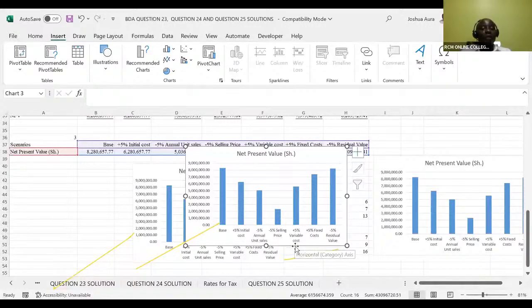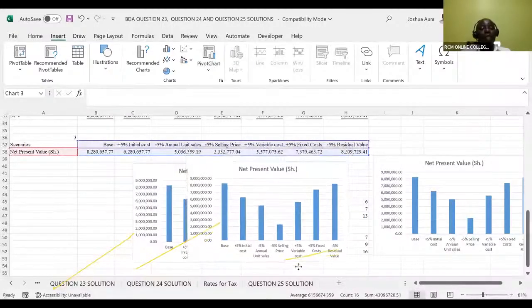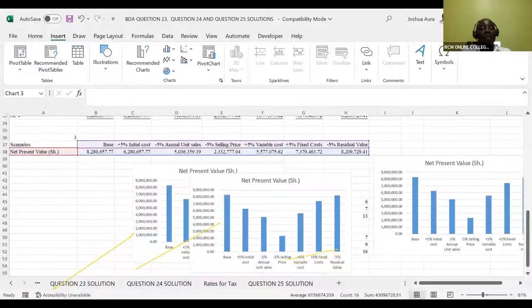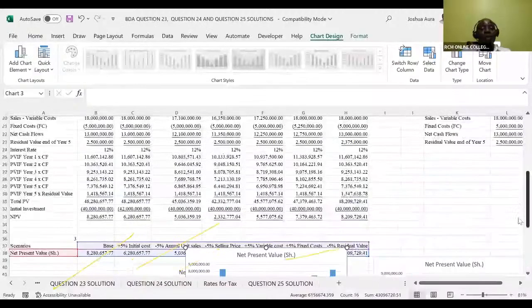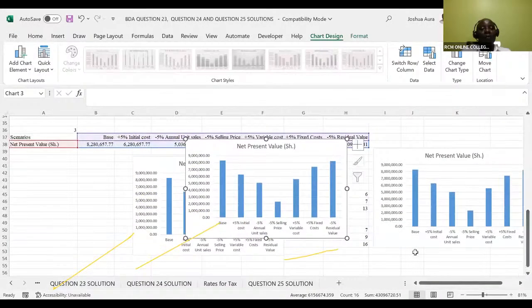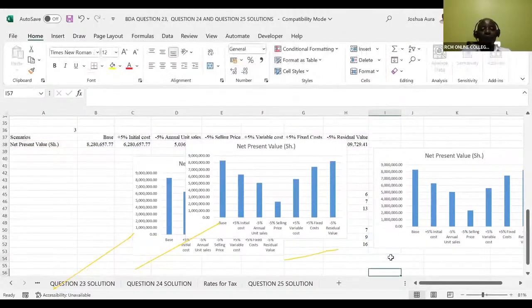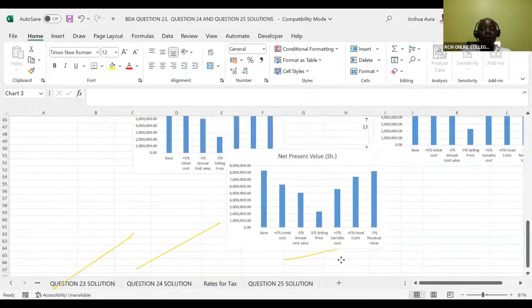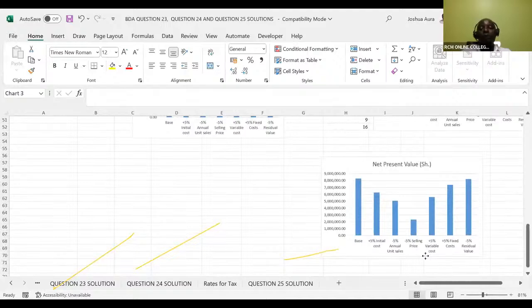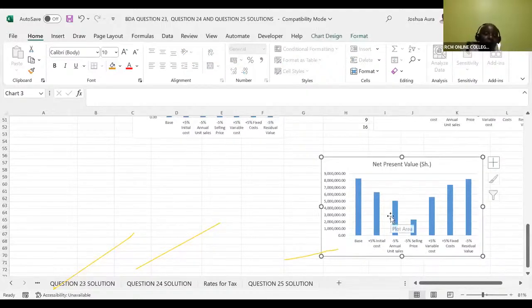So what I need to do is simply to carry the whole of this to wherever you want to take it. Just carry it. So now you have it here, net present value. It will give you everything like that.